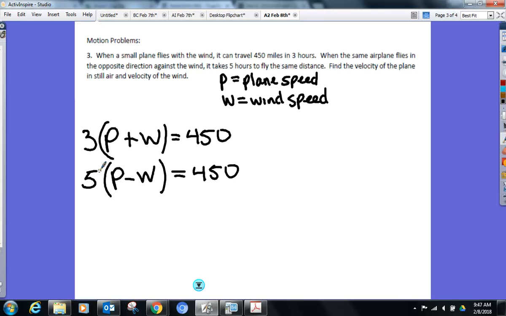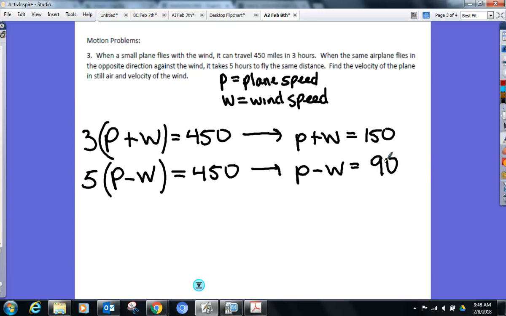What's happening between the p plus w and the 3? Multiplication. So if I wanted to get rid of the 3 right now without distributing, I can divide by 3. So really, I could change this into p plus w equals 450 divided by 3, which is 150. And what could I do over here as well in this second equation? Divide by 5. So I would have p minus w equal to 90.